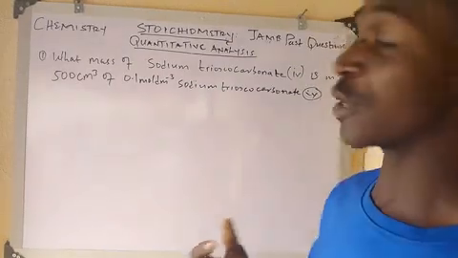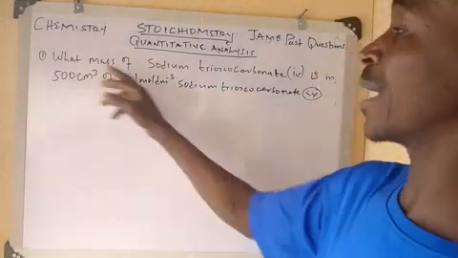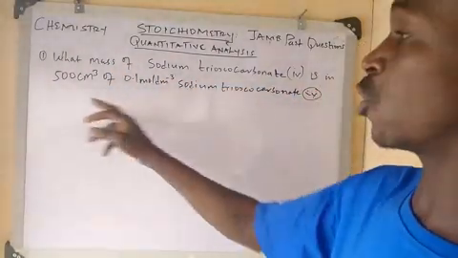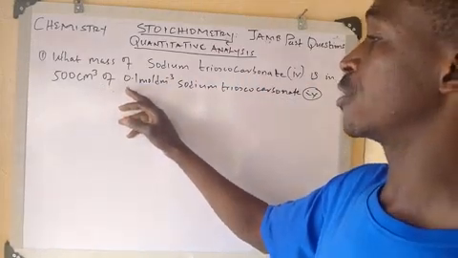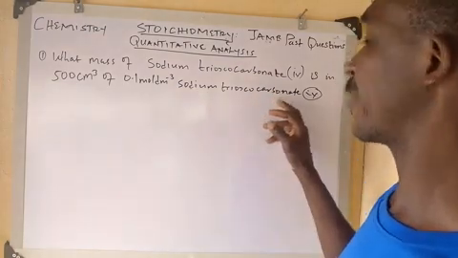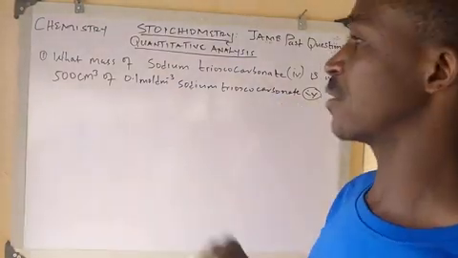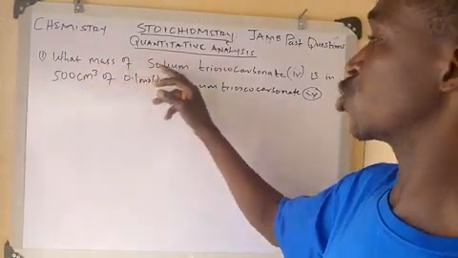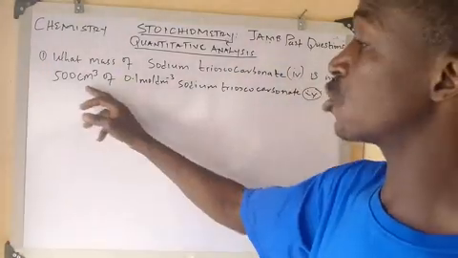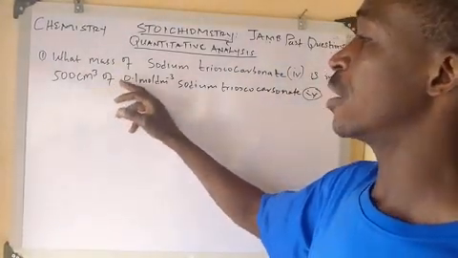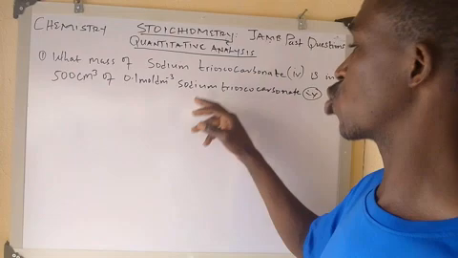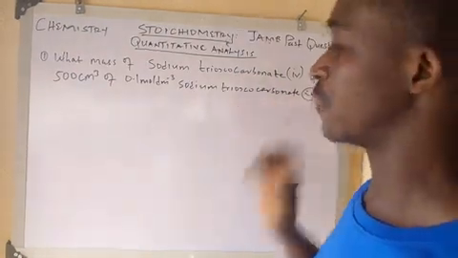So the number one question here says, what mass of sodium trioxocarbonate(IV) is in 500 cm³ of 0.1 mole per dm³ sodium trioxocarbonate(IV)? So let me take it again. What mass of sodium trioxocarbonate(IV) is in 500 cm³ of 0.1 mole per dm³ sodium trioxocarbonate(IV)?